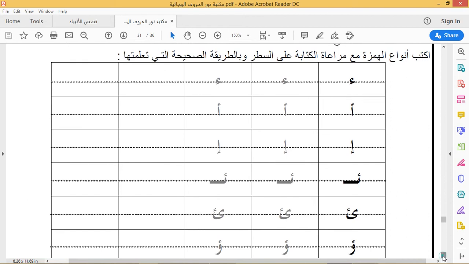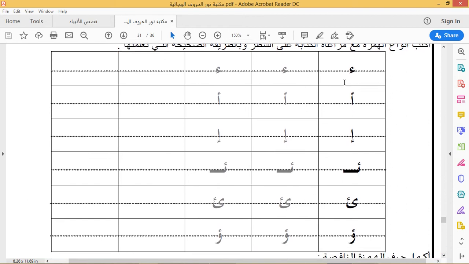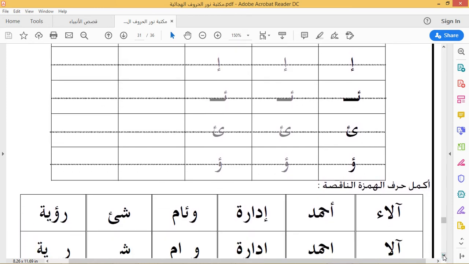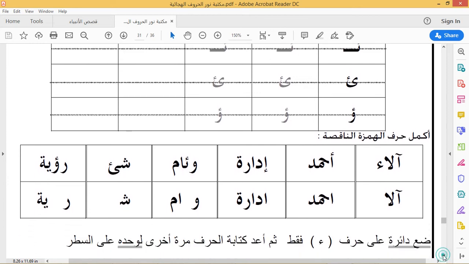These are representations of Hamza. These are its various representations. Wahid, Isna, Salasa, Arba, Khamsa. Five different representations of Hamza are being shown here. So let's ensure we identify it very well. So down here you have Ala'u, Ahmad. Here too is another representation of two Hamza.